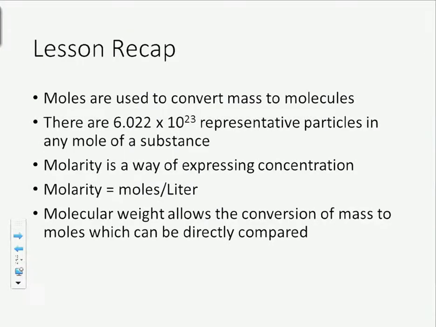So to recap from today, moles are used to convert from mass to molecules. You cannot go directly from mass to molecules. You cannot go directly from molecules to mass. If you learn anything from this lesson, make sure it's that, and know how to get from one to the other. What do you use to convert from mass to moles? Molecular weight. What do you use to convert from moles to molecules? Avogadro's number. Practice that over and over again until it is like clockwork and you can do it instinctively. Those are the important parts of today's lesson, without a doubt.